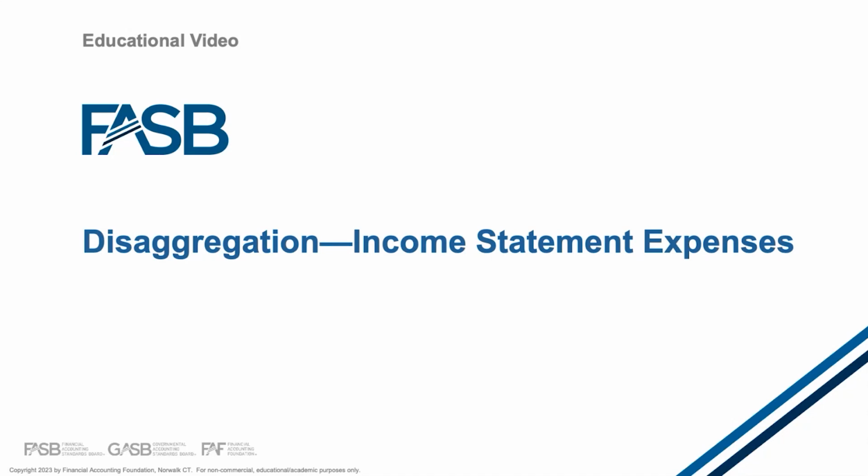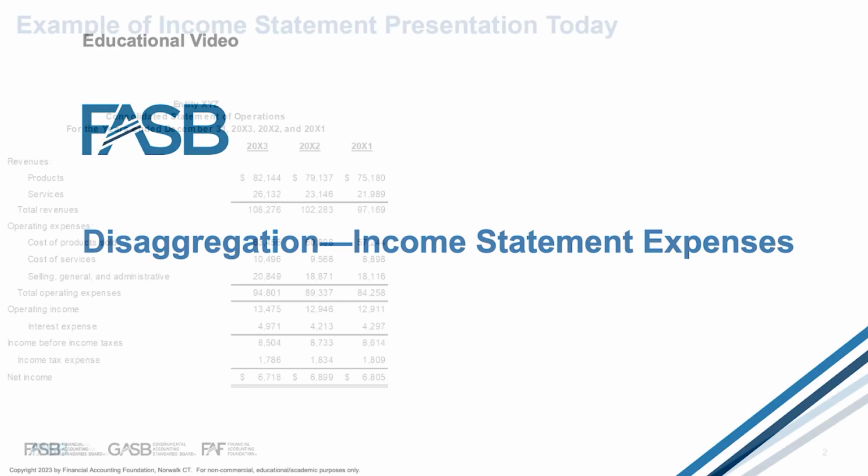This video will walk through the disclosure requirements in the proposed accounting standards update for the disaggregation of income statement expenses, also referred to as DICE. The board is issuing this proposed update to address requests from investors for more detailed information about certain types of expenses that are included in expense captions commonly presented on the face of the income statement.